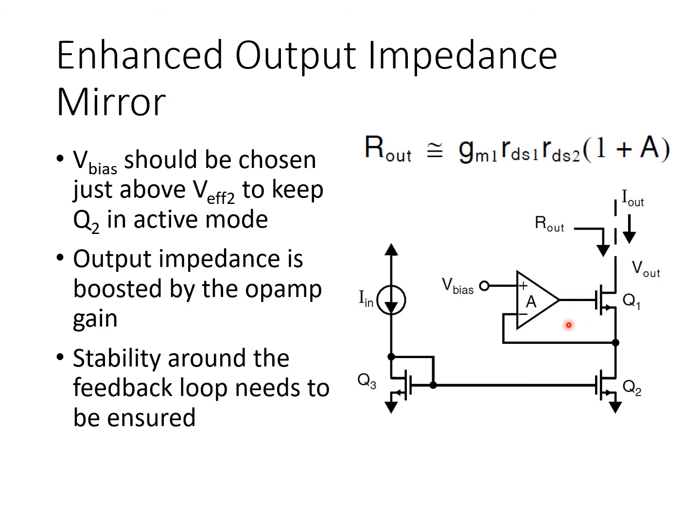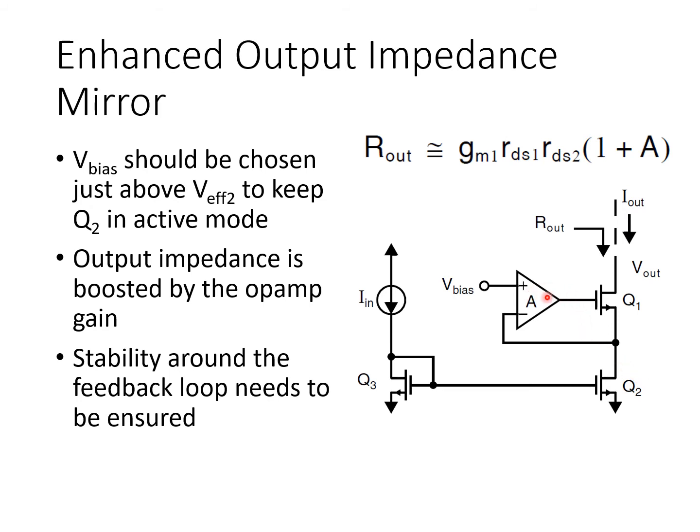So assuming this mini little feedback loop here is stable, then we expect a virtual short circuit between the input terminals of the amplifier A, and therefore we would expect that the drain of Q2 would be approximately equal to the bias voltage applied here. So V bias would be chosen just above the V effective of transistor Q2 in order to keep it in active mode.